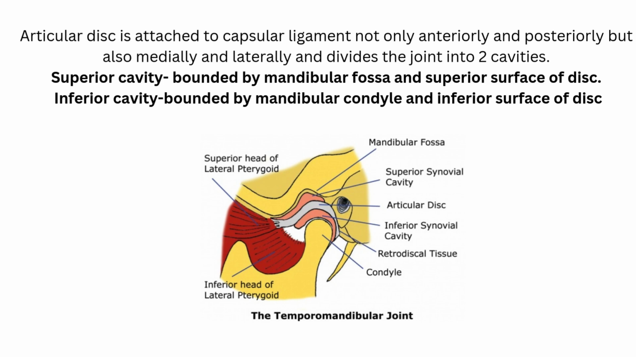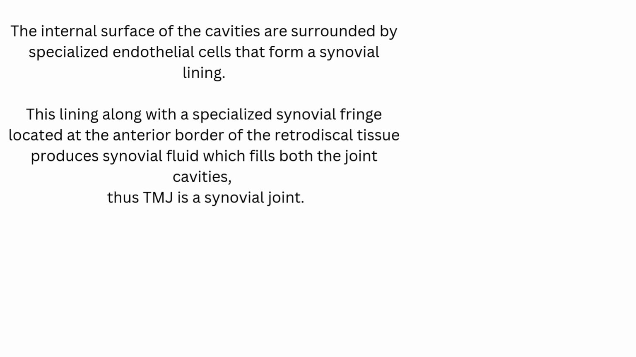The articular disc is also attached to the capsular ligament, not only anteriorly and posteriorly but also medially and laterally. Because of that, it divides the joint into two cavities. The superior cavity is bound by the mandibular fossa and the superior surface of the disc, which is shown in the picture. That forms your superior synovial cavity, whereas the lower or inferior cavity is bounded by the mandibular condyle and the inferior surface of the disc, and that forms your inferior synovial cavity. Now we understood how the superior and inferior synovial cavities are formed.